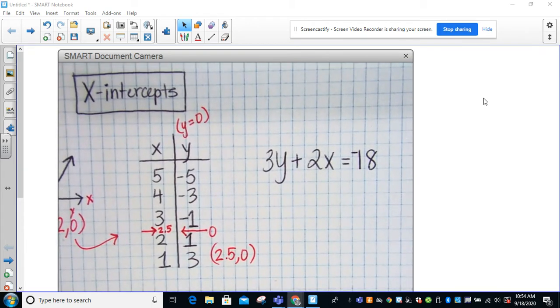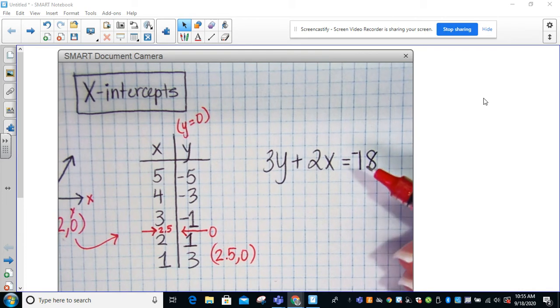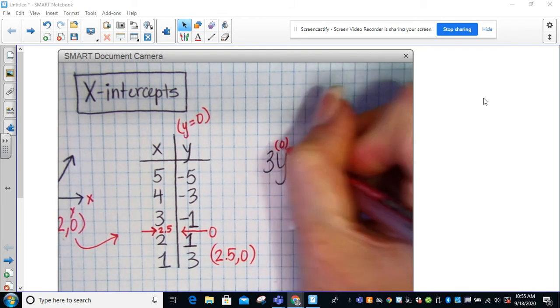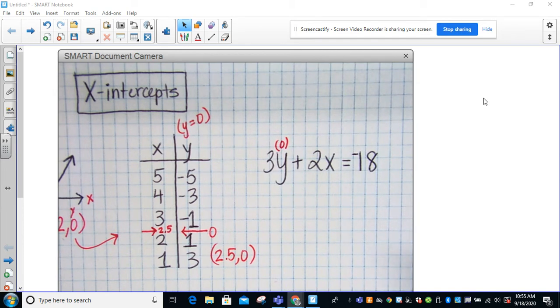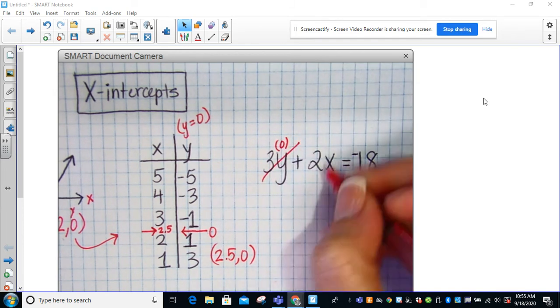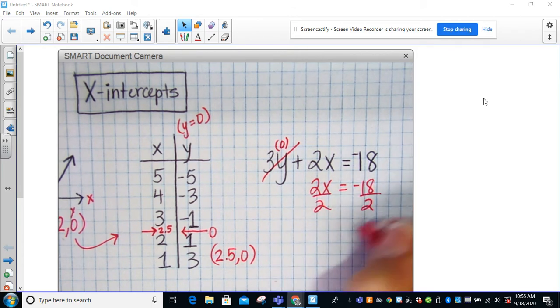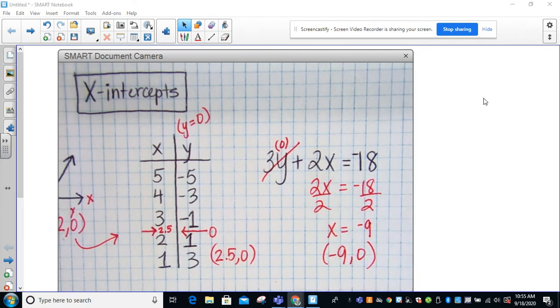Then finally, here we have an equation. This is in standard form. And if we're trying to find the x-intercept, then we just replace the y with a 0. So what happens is the y goes away, and now you just have 2x equals -18, divide both sides by 2, and x equals -9. So your point would be -9, 0. Again, noticing that all of the y values are 0 for here.